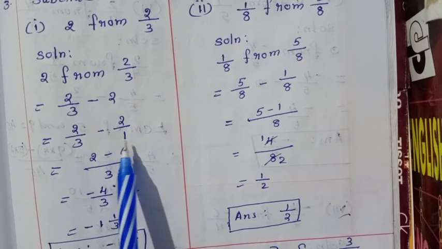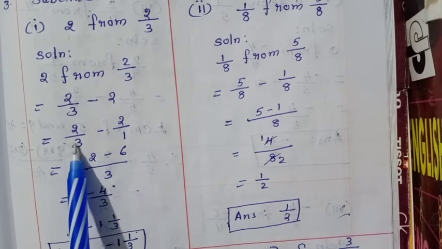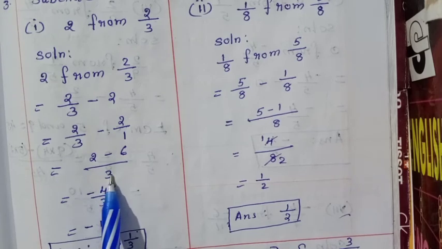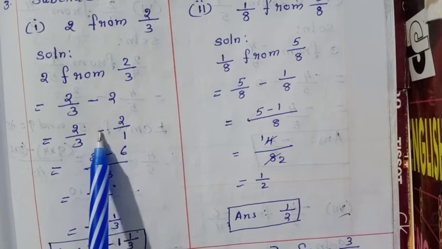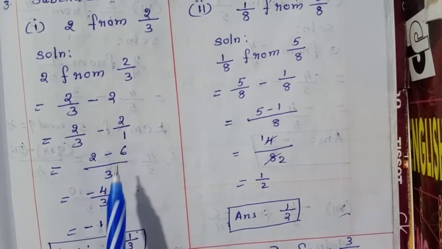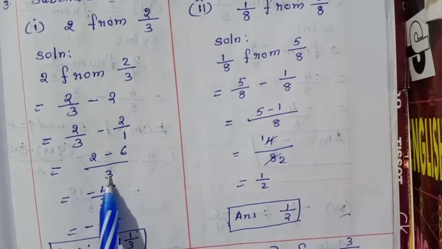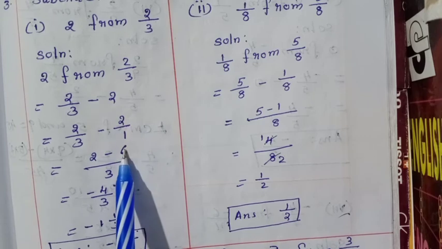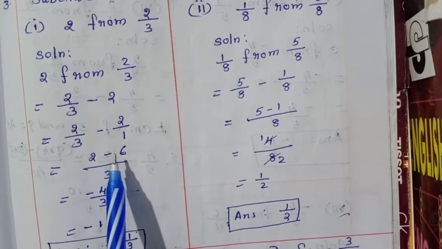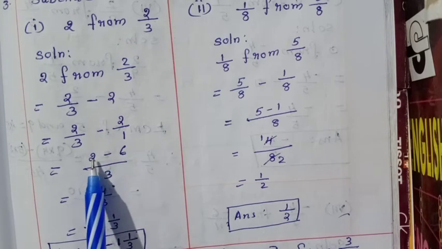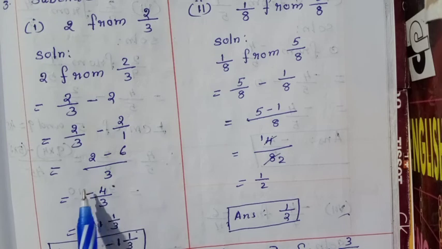The LCM of 3 and 1 is 3. Then 3 how many times in 3? It is 1 time. 1 into 2, directly I am writing here 2. Minus, 1 how many times in 3? 3 times. 3 into 2, 6. Now 2 minus 6, the answer is minus 4. 6 minus 2 answer is 4, but 2 minus 6 answer is negative 4. That's why the negative sign is used here.